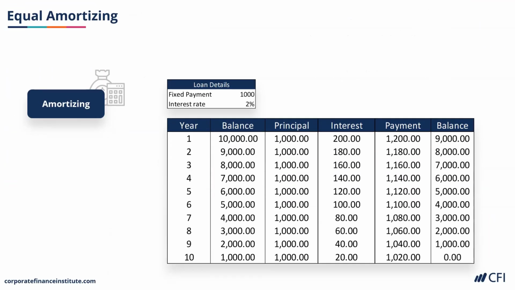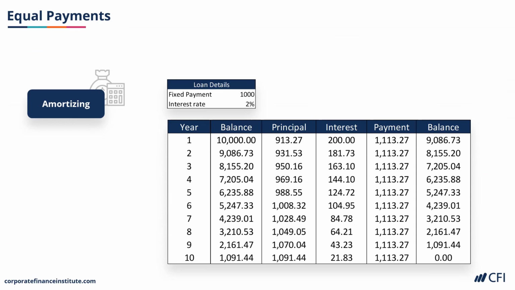Let's look at an example of an equal amortizing loan. You'll see in this table that there is a fixed payment of $1,000 of principal, and there's an interest rate of 2%. This loan is equally amortizing in that it consists of 10 equal $1,000 principal payments. The total interest expense varies. It's the highest at the start when the full balance is outstanding, and it's the lowest at the end when the principal is nearly repaid.